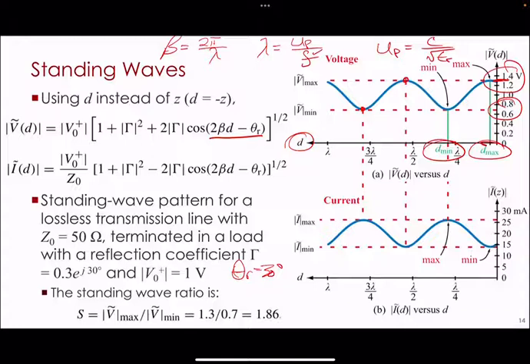Could you have a standing wave ratio less than 1? Which doesn't make sense, right? So you can't, because otherwise your Vmin would be your Vmax. And so it doesn't make sense. You can't have a standing wave ratio less than 1. So between 1 and infinity.